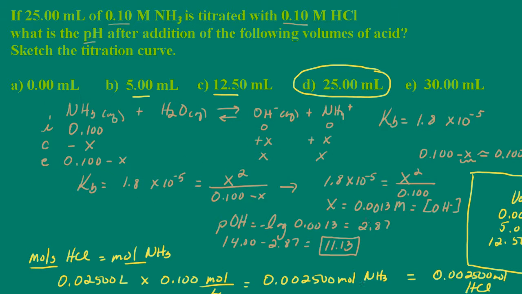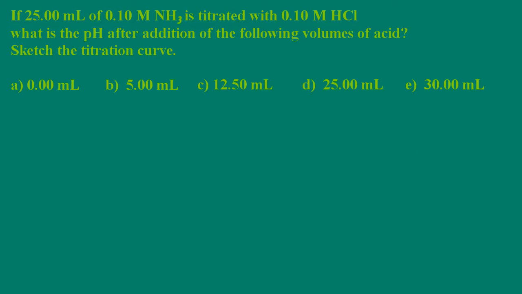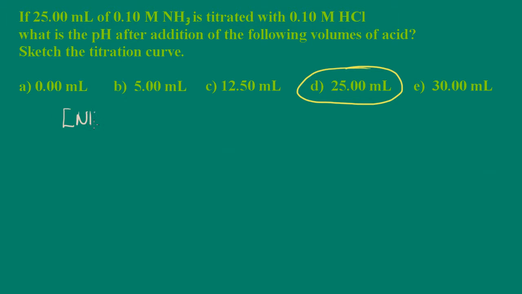Now we have to determine the pH at the equivalence point, and that's when all of the base has been reacted with the acid. So at the equivalence point, what we need to do is determine the concentration of ammonium ion, because all of the ammonia now has been reacted. Okay, let's go ahead and determine that. And so what we have is 0.1 molar ammonia.